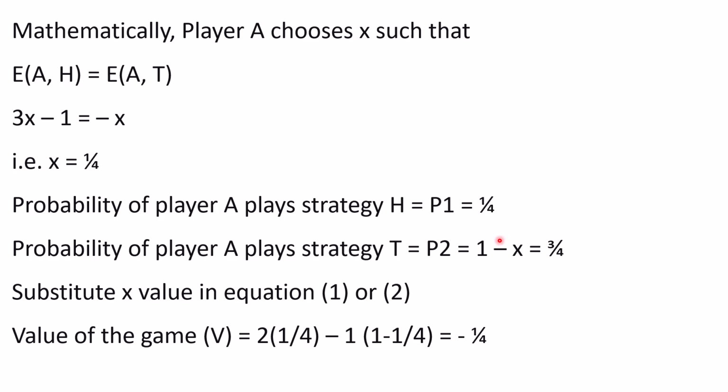And by substituting the X value in equation 1 or 2, we will get the value of the game, that is equal to 2x minus 1 into 1 minus X, that becomes minus 1 by 4. So that is how we are going to solve mathematically. So this we write in terms of equations, so we can get the solution.